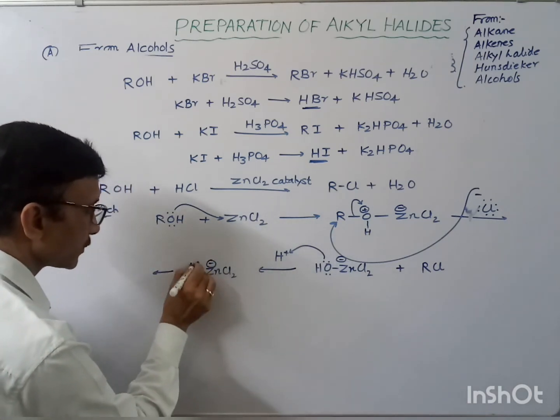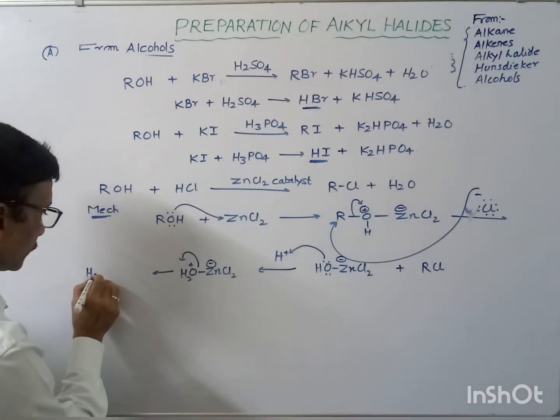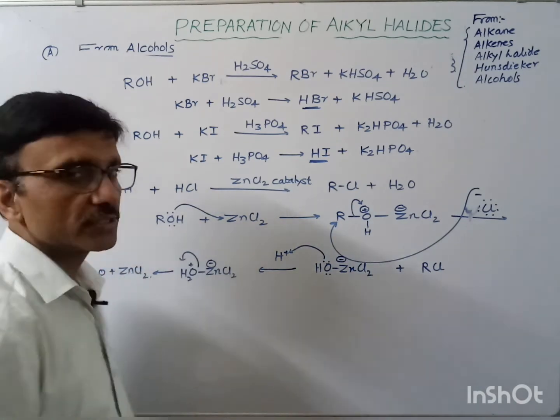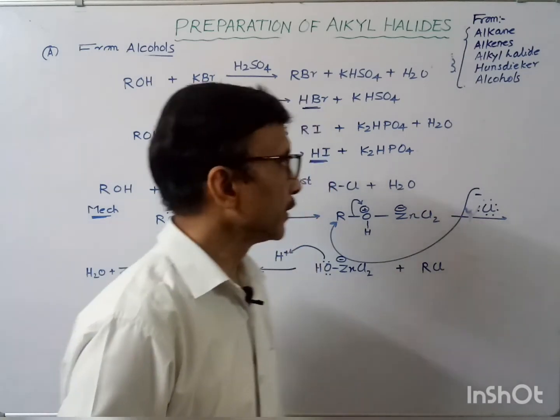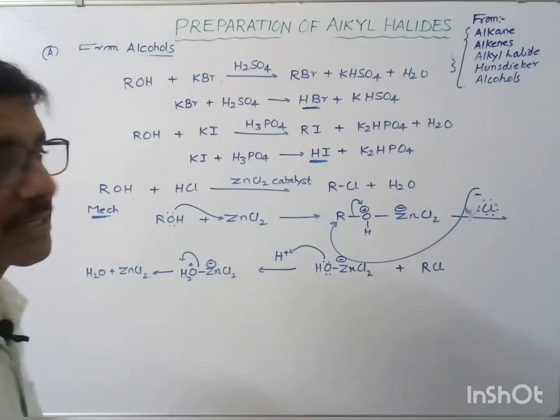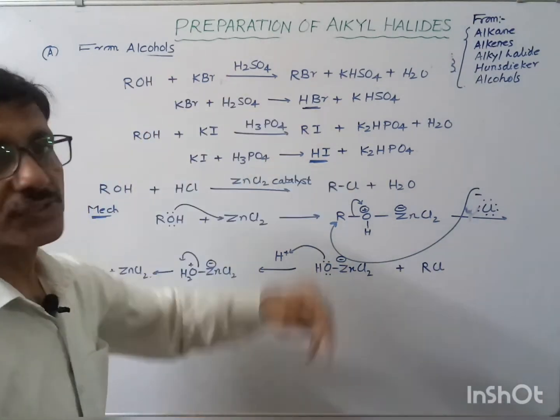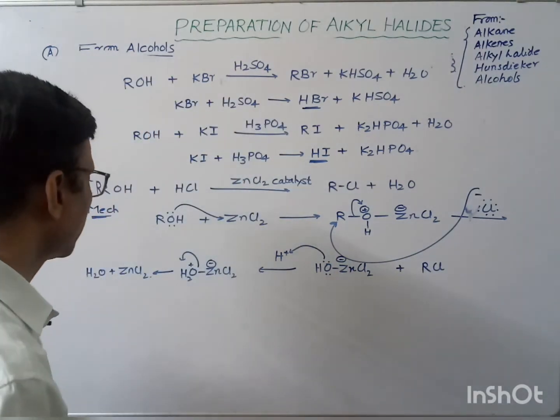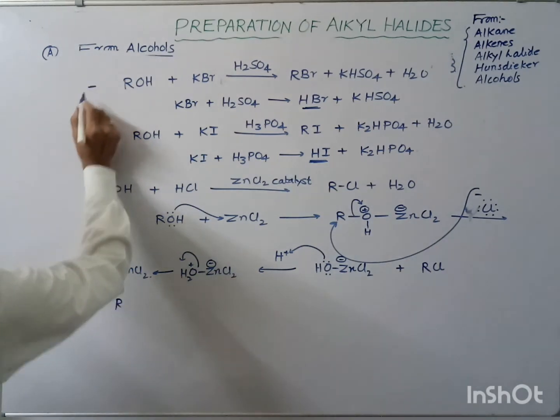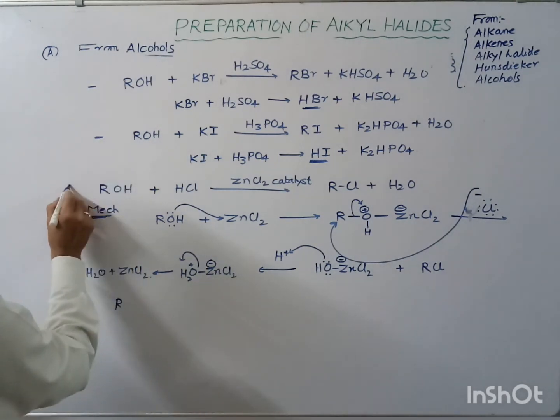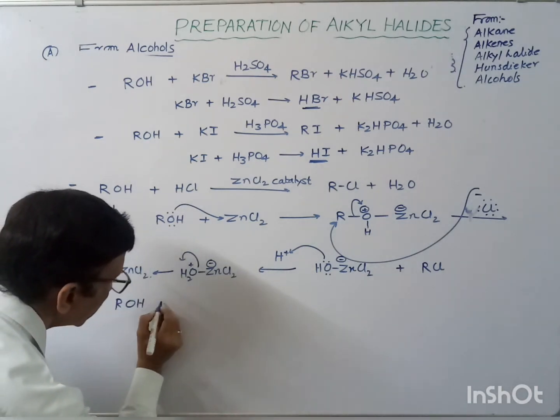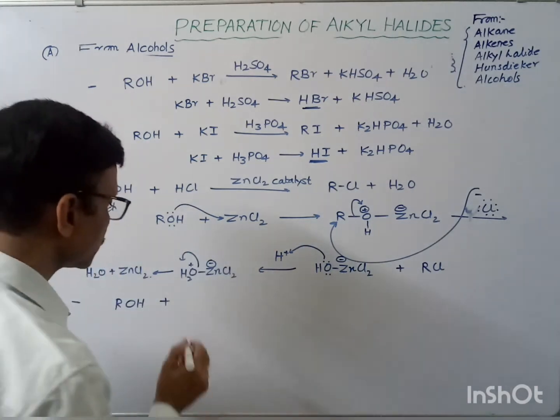And in the next step we have H2 plus ZnCl2. So this is the reaction. Now we may also prepare the alkyl halide when alcohol reacts with thionyl chloride. So this is one of the reactions, this is another reaction, this is the next one, and the reaction of alcohol with thionyl chloride I have already discussed in my previous lecture.